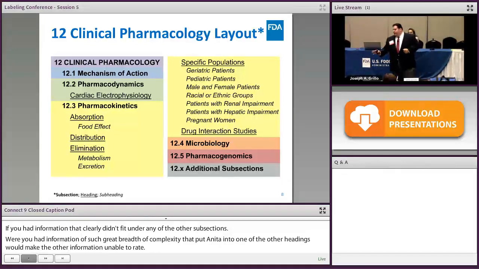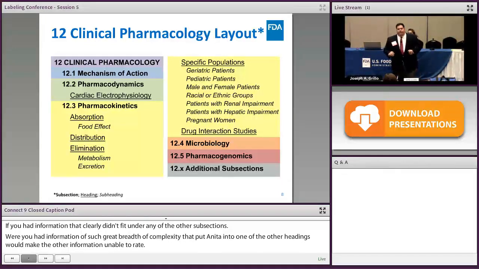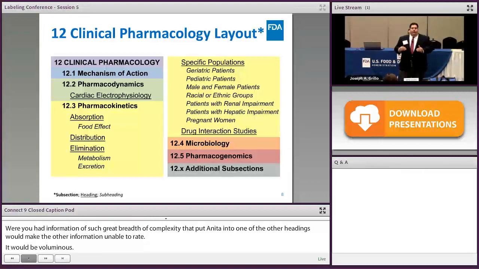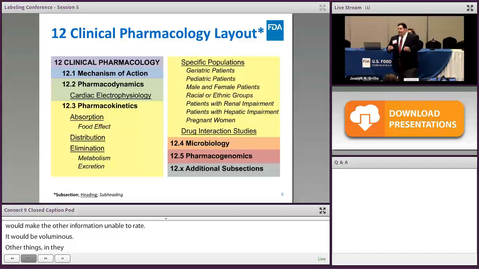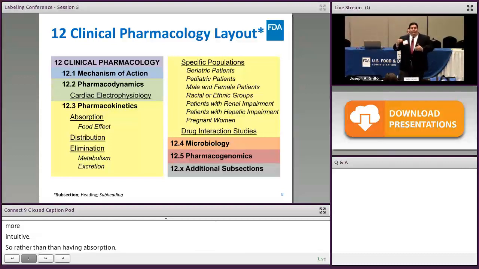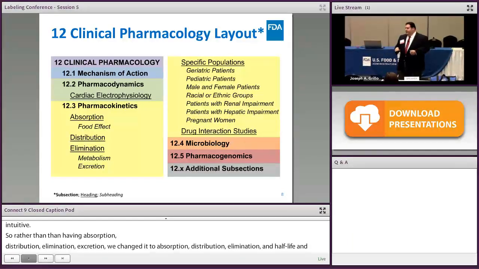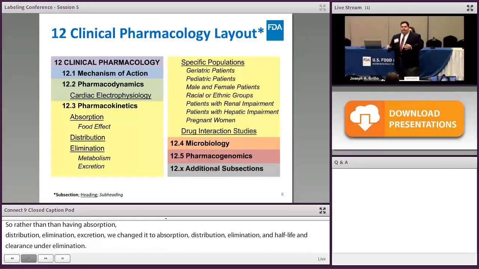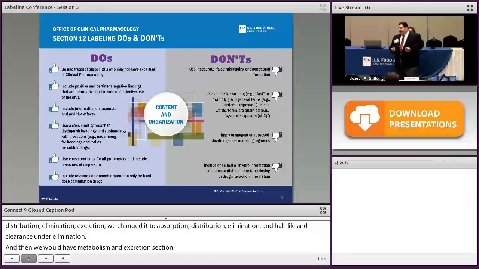Other things, so in the pharmacokinetics subsection, we've restructured the headings and subheadings to make it a little bit more intuitive. So rather than having ADME, absorption, distribution, metabolism, excretion, we've changed it to absorption, distribution, elimination, and under elimination we would put things like half-life and clearance that don't really fit under metabolism or excretion, and then we'd have metabolism and excretion section. We also changed the wording of some of the subheadings under specific populations to make them more consistent with the information that's underneath them.